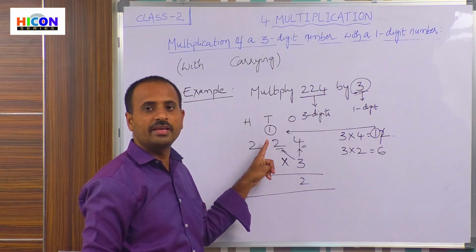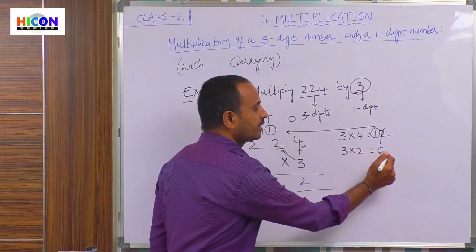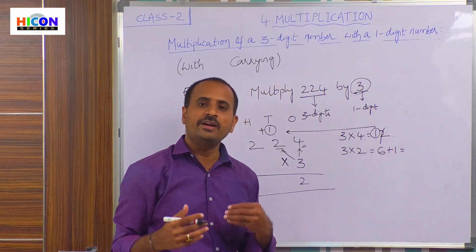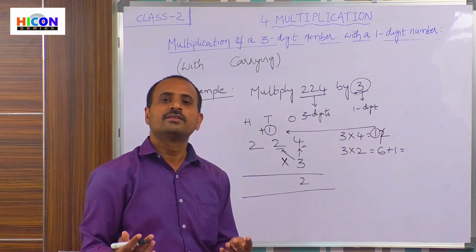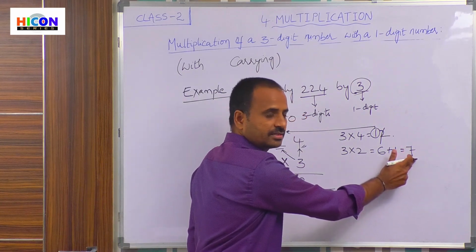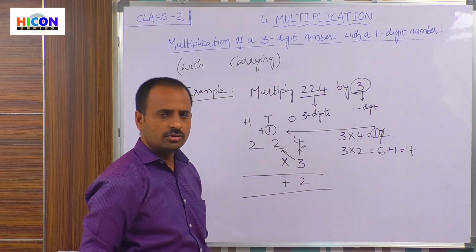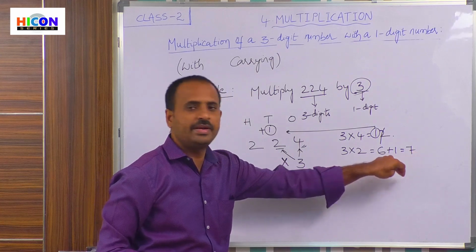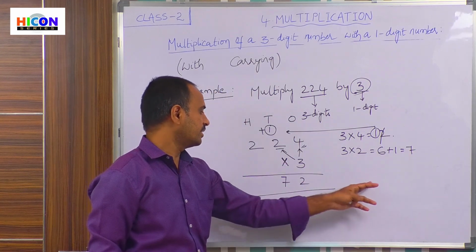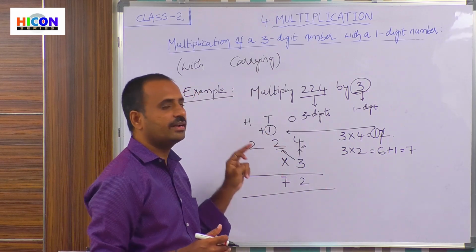And remember children, there is a carried number in the tens place. What is the carried number here? 1. We should add this carried number 1 to the product, that is 6 plus 1. Children, how much will we get? If you add 1 to 6, we will get 7. So 6 plus 1 is 7. Write this 7 under tens place. Now there is no carried number here, because 7 is a single digit number. So we write the 7 under tens place, and there is no carried number under hundreds place.